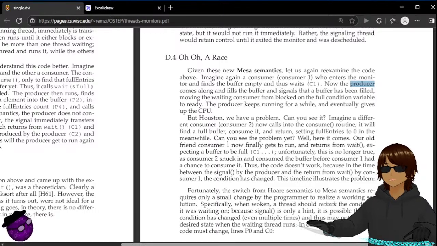before consumer one ran, consumer two is now calling the consume routine, and it will find a full buffer, consume it, and in turn set the full entries to zero in the meanwhile. Can you see the problem yet? Well, here it comes. Our old friend consumer one now finally gets to run, and it returns from wait, expecting a buffer to be full.